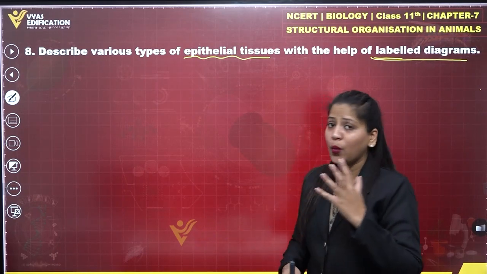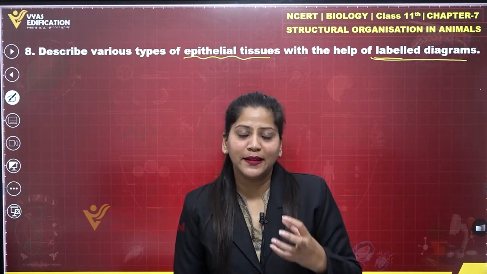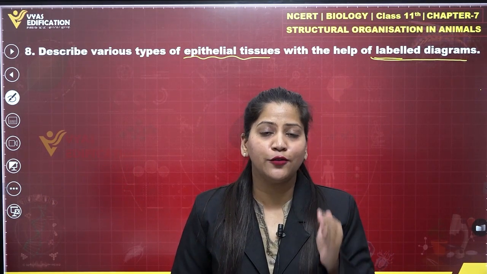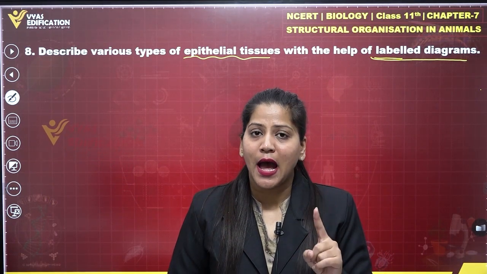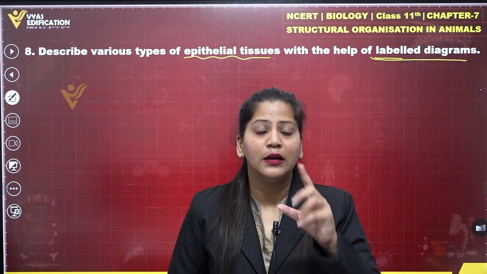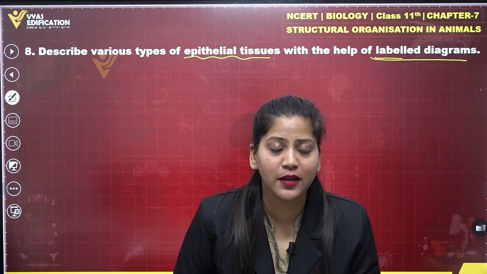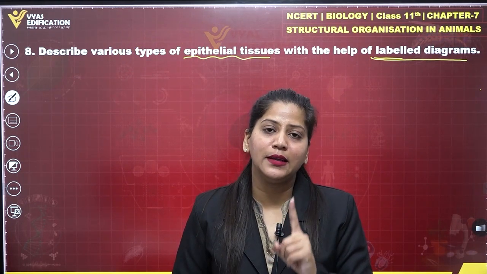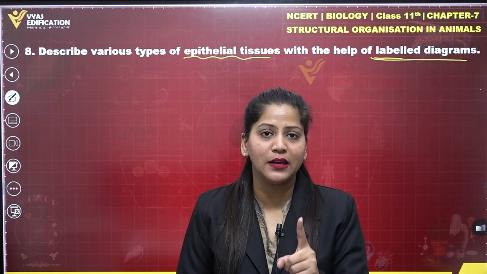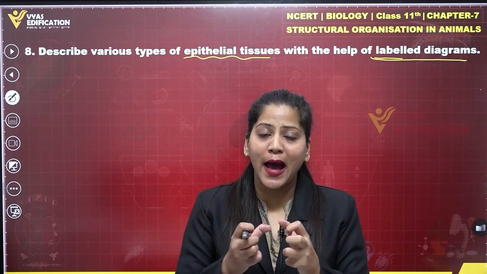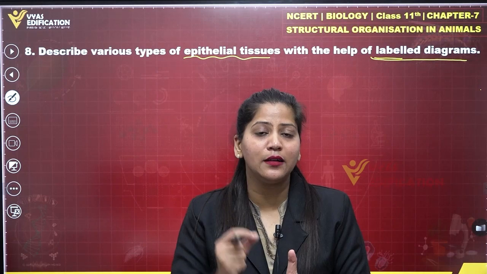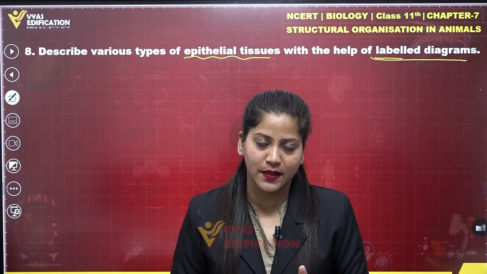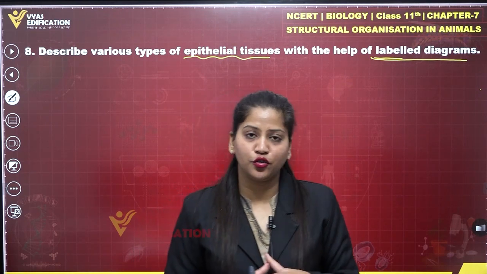Now, epithelial tissue is the tissue which lines the surface of our body and forms a protective covering. Epithelial tissue is your tissue which lines the surface of a body and forms a protective covering. The cells of epithelial tissue are arranged or packed so tightly with little intercellular spaces, with little intercellular matrix in them. This is your epithelial tissue.